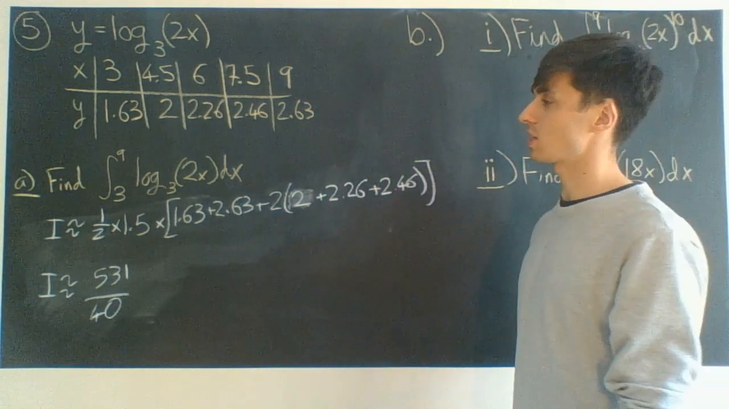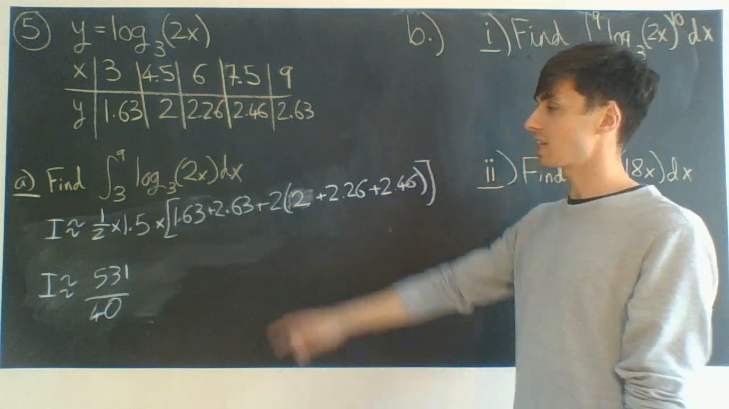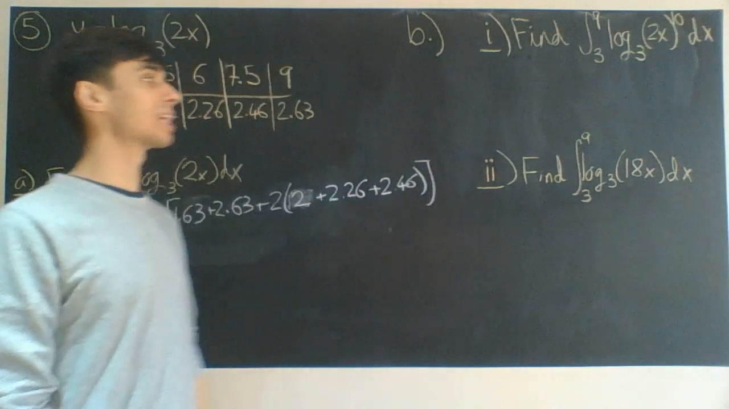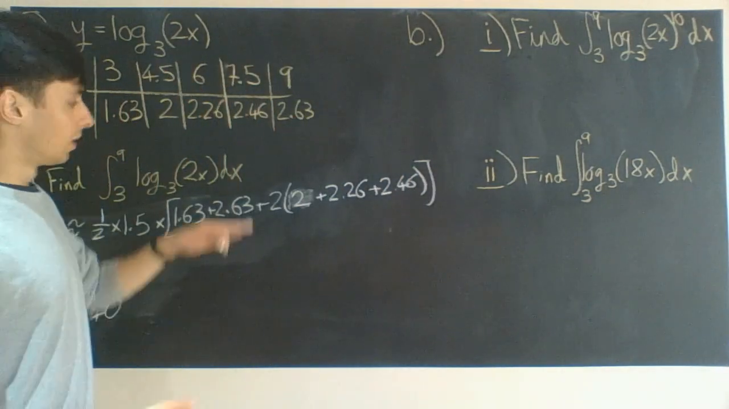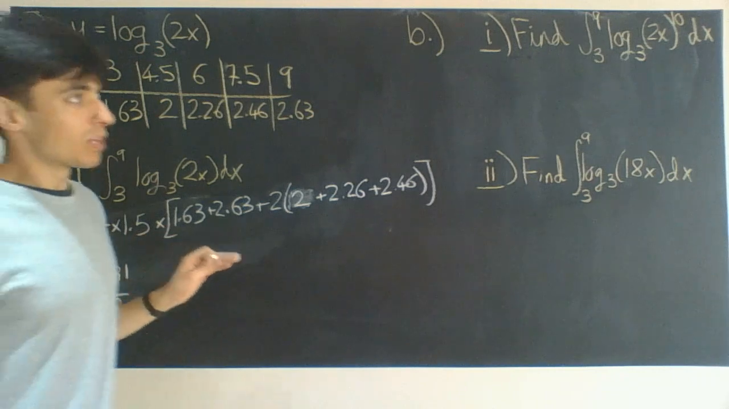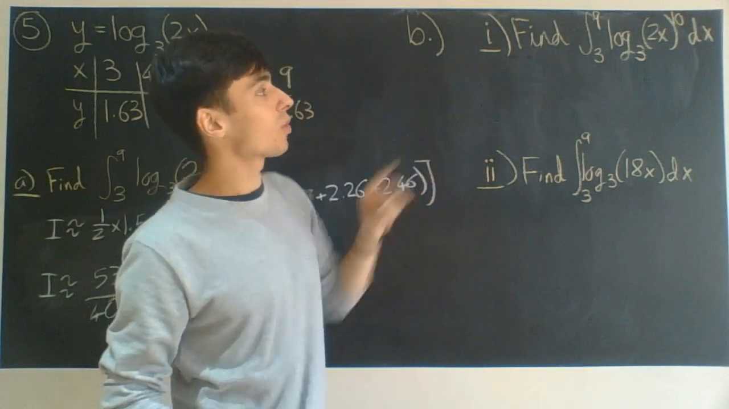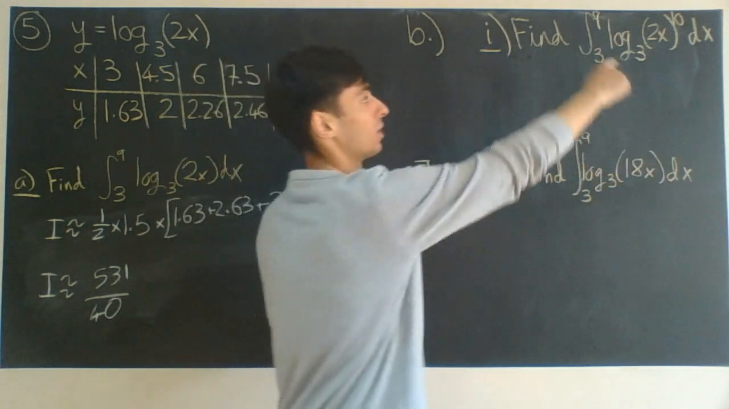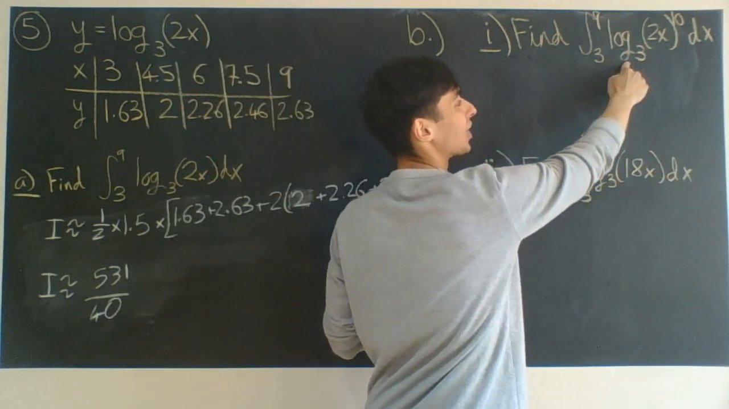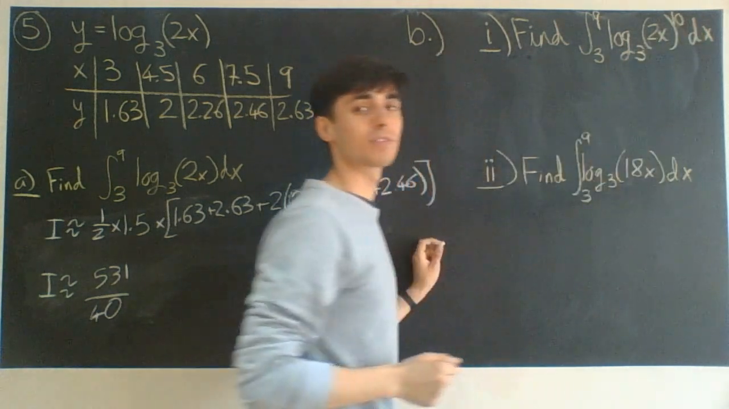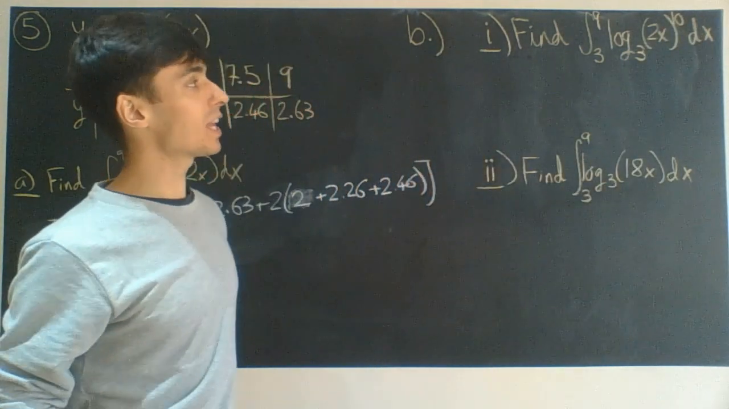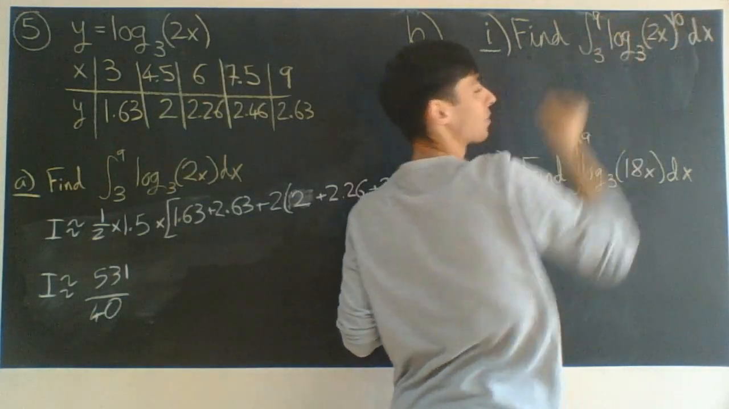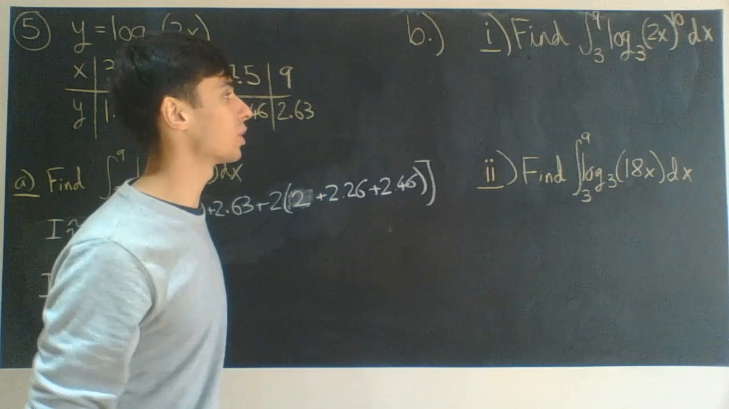Okay, that's our first integral then, and it's worth us thinking about how this relates to the second part of the question using log laws. So we've got the integral between 3 and 9 of log 3 of 2x, and we're interested in how this relates to the integral between 3 and 9 of log 3 of 2x to the power of 10. If we think about log laws, this power can come down in front of the logarithm. They're equal to each other.